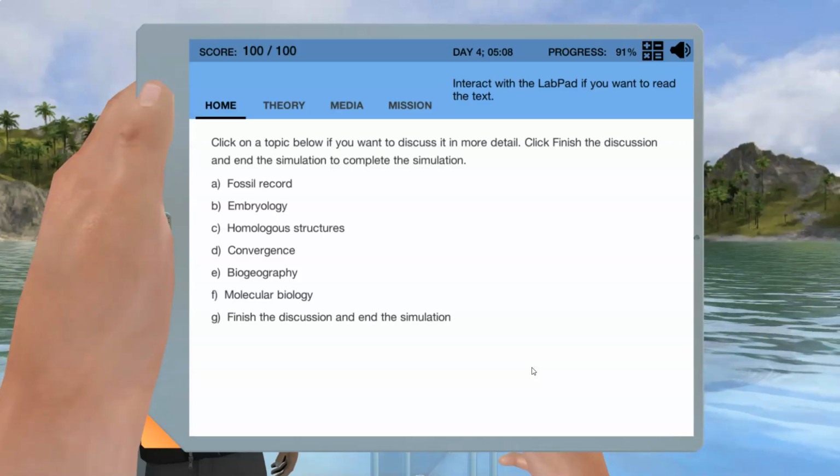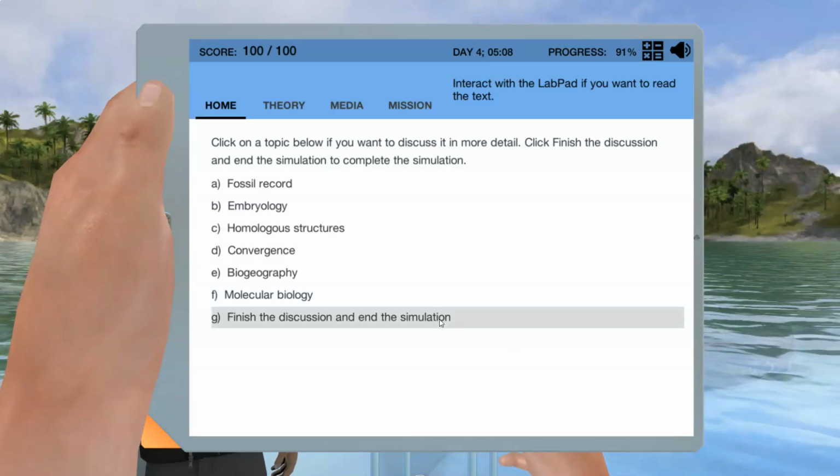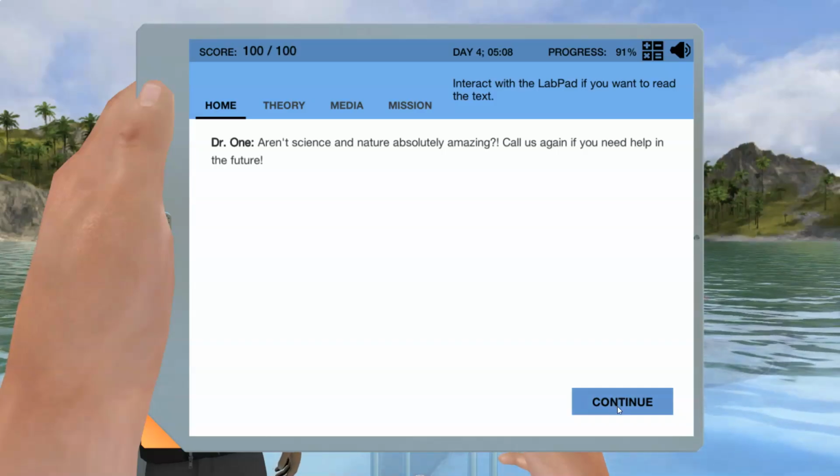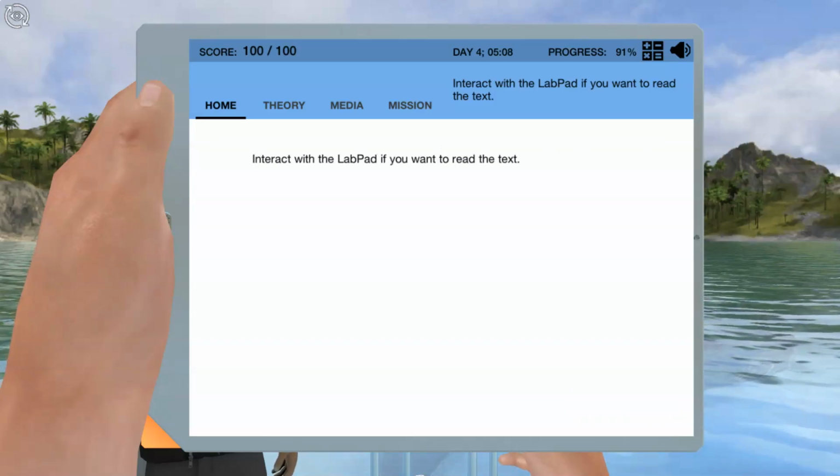Click Finish the discussion and end the simulation to complete the simulation. Aren't science and nature absolutely amazing? Call us again if you need help in the future.